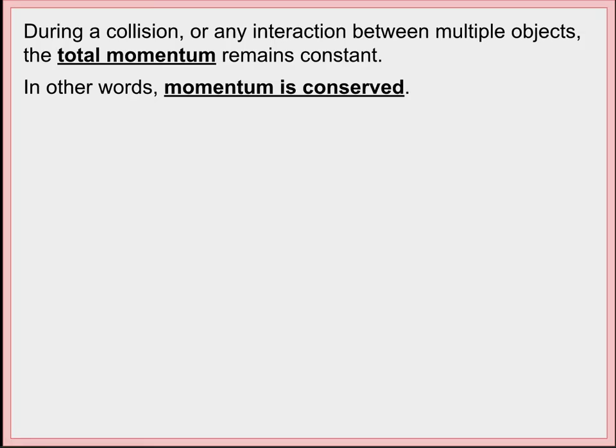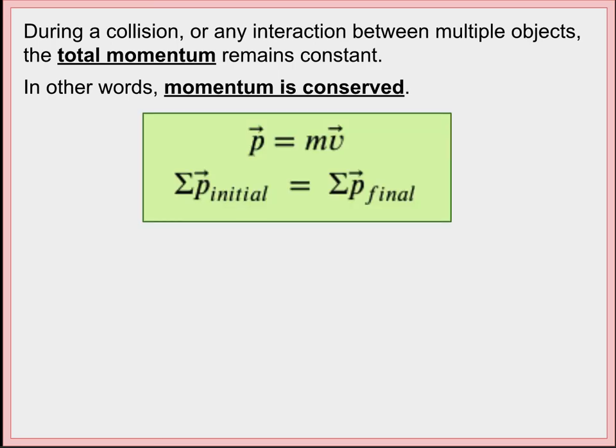So during a collision or any sort of interaction, it could be an explosion or something like that as well, if you can find the momentum before and the momentum after the collision, those two numbers are always going to equal each other. That's looking at the whole system, multiple objects that you're looking at. In other words, momentum is conserved. And so we could use the similar notation that we used for energy, the sigma notation. And we can say that the initial momentum, notice the arrow there, pay attention to directions, initial momentum equals the final momentum.